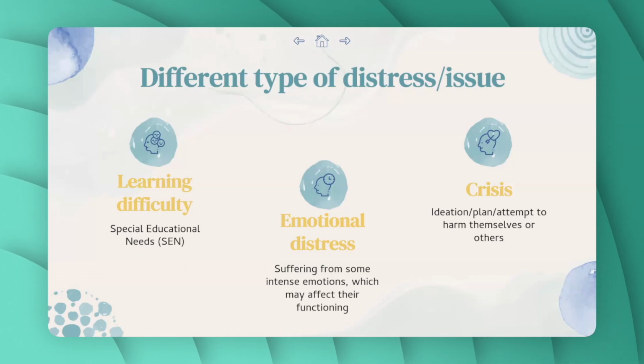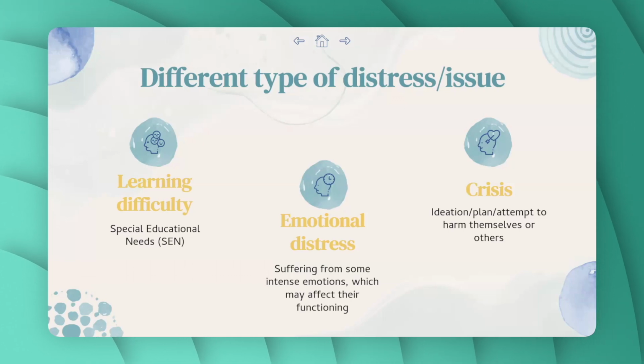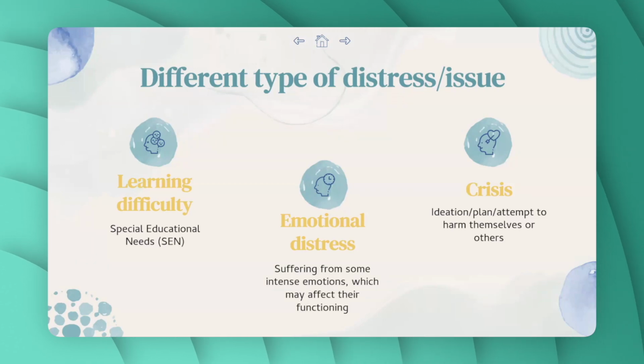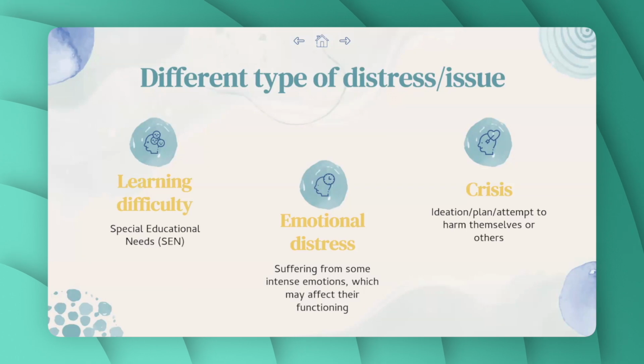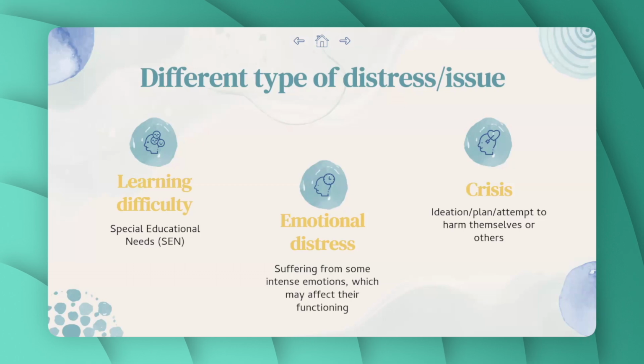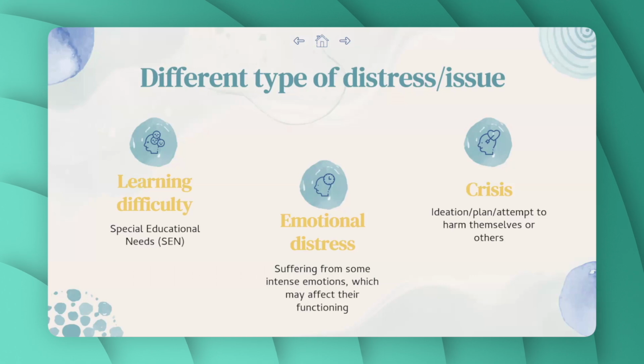The next one is emotional distress. What happens if they are going through some intense emotions in school? How can we support them? How can we give them the appropriate help? We go through that. And the last one is crisis. When a crisis happens, which means the student is either going to harm themselves or even thinking of killing themselves, or the opposite, they want to hurt other people. What happens if that happens in your class? We will go through this later.